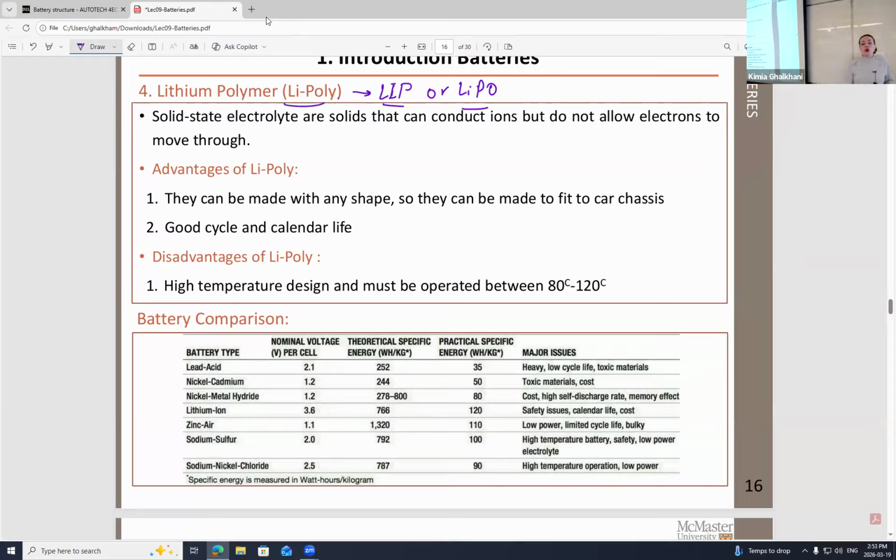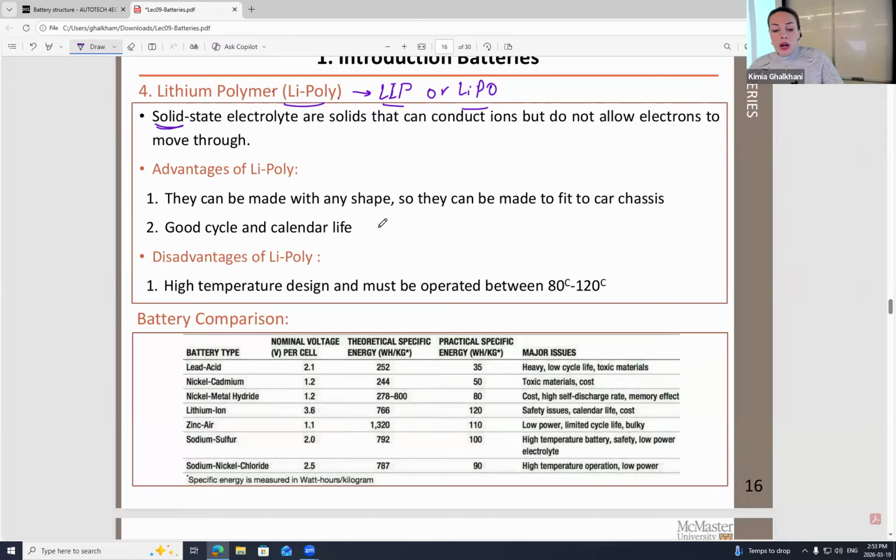In fact, they do have a solid state electrolyte. What does it mean? Remember I said the electrolyte in lithium-ion batteries could be solid, gel, or liquid. In the polymer type, the electrolyte is solid state. It simply means it's a jelly material. That's why we say it's a little bit closer to solid state. These lithium polymers are most of the time pouch type.